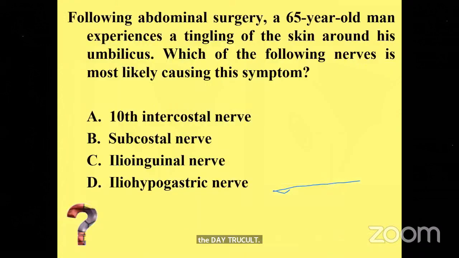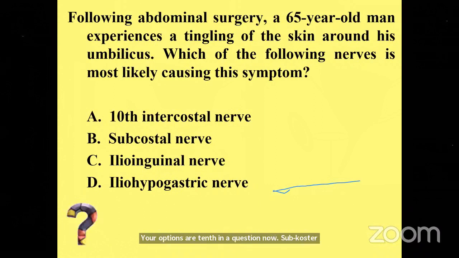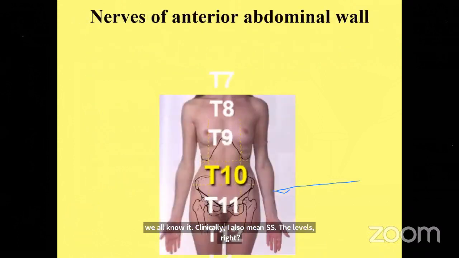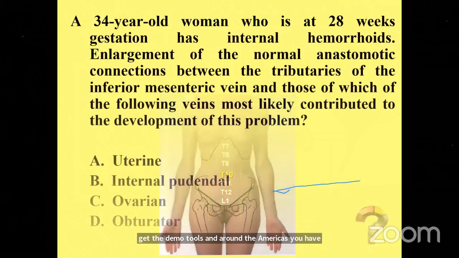Okay. Now the next question: following abdominal surgery, a 65-year-old man experiences a tingling of the skin around his umbilicus. Which of the following nerves is most likely causing this symptom? It's very easy. We all know the dermatomal levels of the anterior abdominal wall. The options are 10th intercostal nerve, subcostal nerve, ilioinguinal nerve, iliohypogastric nerve. Yes, we all know it. Clinically also we assess the levels, right? So it is the 10th intercostal nerve. This is how you get the dermatomes, and around the umbilicus you have the level of T10.